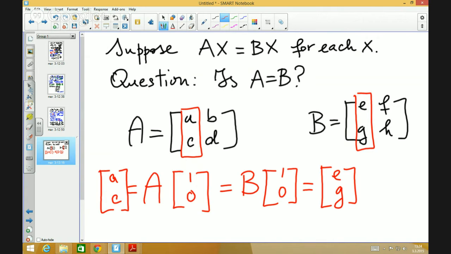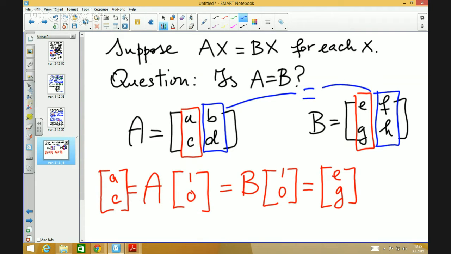Now, how do I prove that also the second column of A is equal to the second column of B? Well, what is the vector that I use to multiply A and B with? (0, 1). Because (0, 1) is going to pick the second entry in each one of the rows. And since they must be equal, because AX is equal to BX for every X, so in particular A(0, 1) is equal to B(0, 1), I also get that the blue columns are equal. So the matrices A and B are equal.